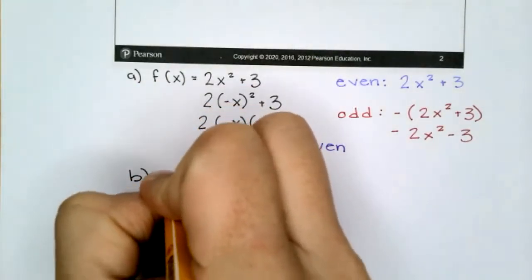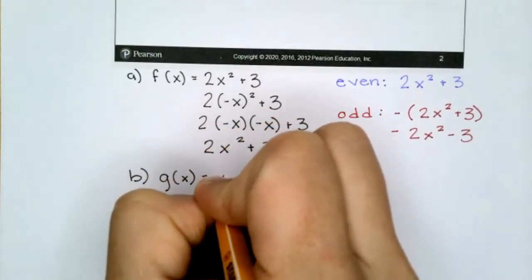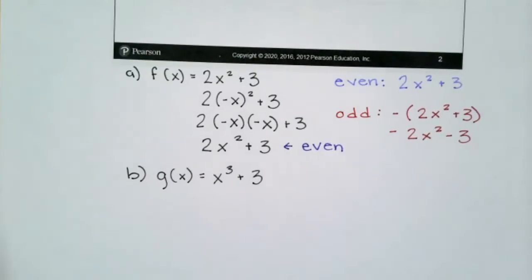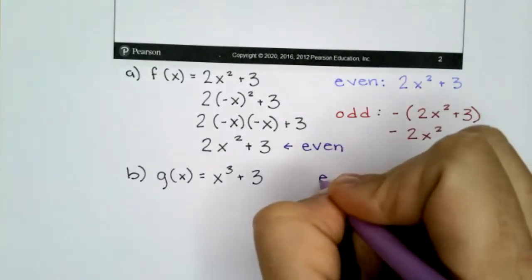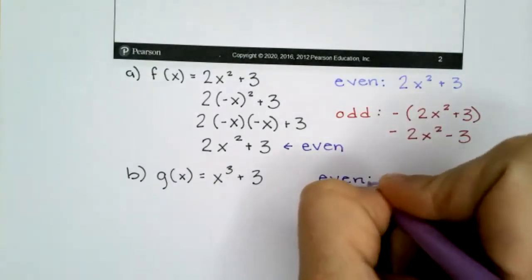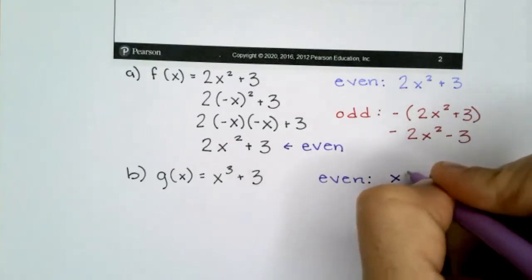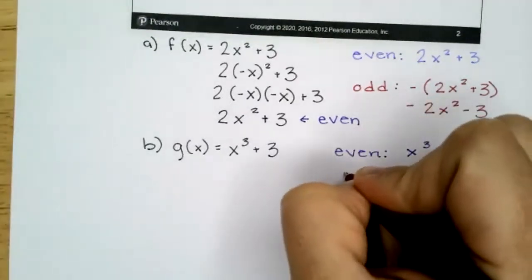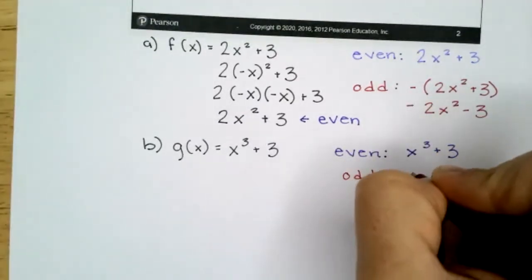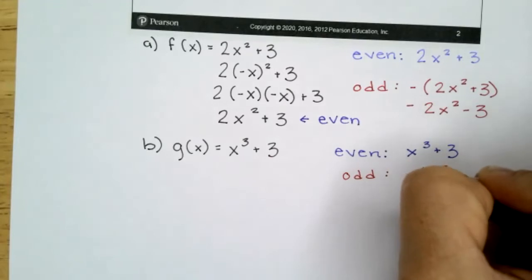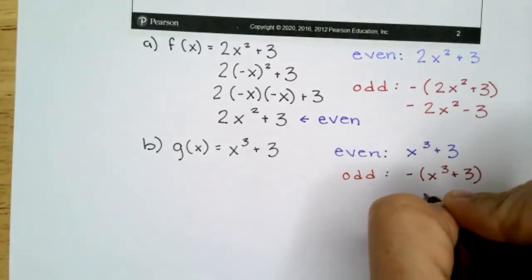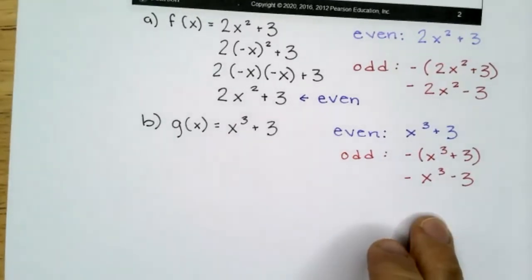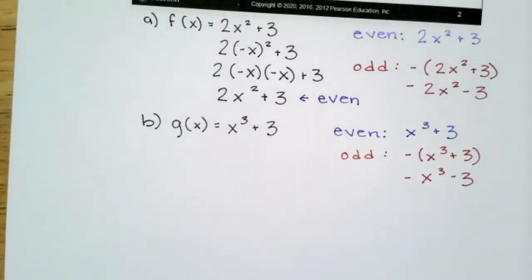B, we have g of x equals x cubed plus 3. Okay, let's talk about what it looks like if it's even. So if it's even, we are back to the original, x cubed plus 3. If it's odd, we have negative x cubed plus 3, or negative x cubed minus 3. If it's neither of those, you just say it's neither.